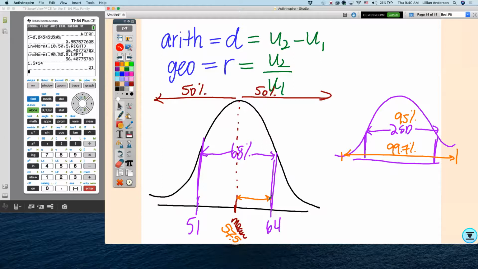Okay. Can you repeat again the rule, the one standard deviation, the percentage of everything? One standard deviation is 68%. Of course, the mean splits that in half. So, I mean, you can figure out each individual one, but 68, two standard deviations is 95, three standard deviations is 99.7.